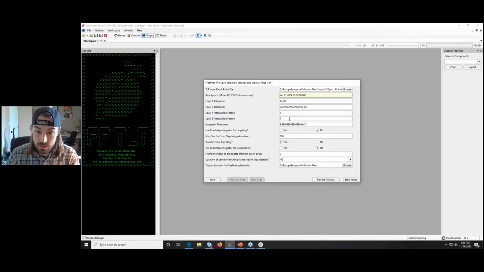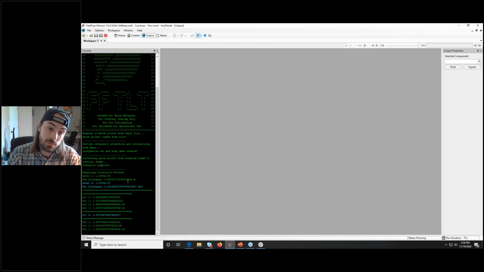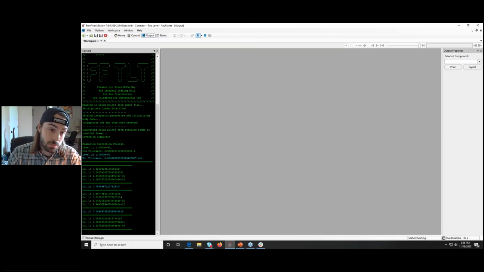We have other things in here. Attenuation factors can limit the size of the update for each of the iterations. So if you have a really sensitive trajectory and you want to slowly try to correct it, because if you take too big of a step, you'll bounce out of the solution space and won't get the geometry that you want. And then there are some other options here for visualization. So we'll center the visualization around L1 since we have an L1 orbit, and I'll run this, and hopefully it'll run fairly quickly. And notice over here we have a bit of information.